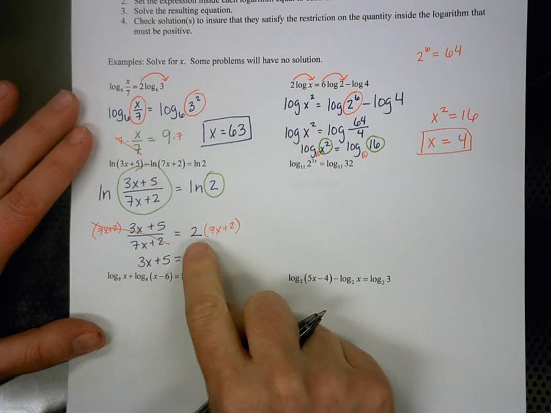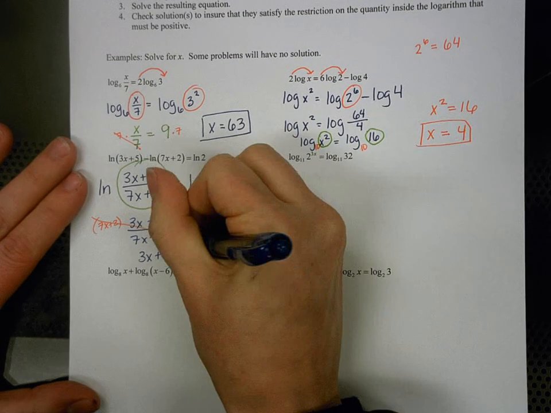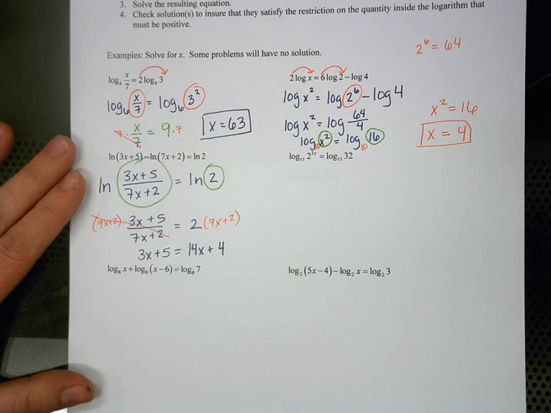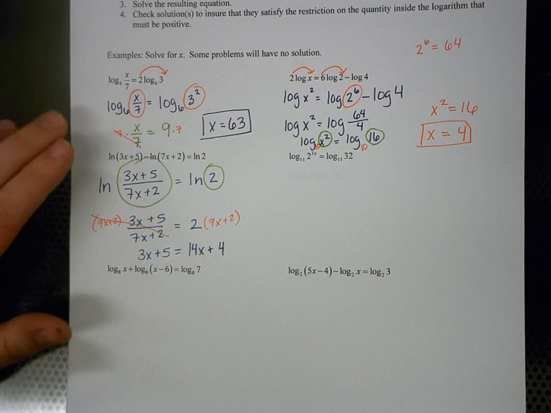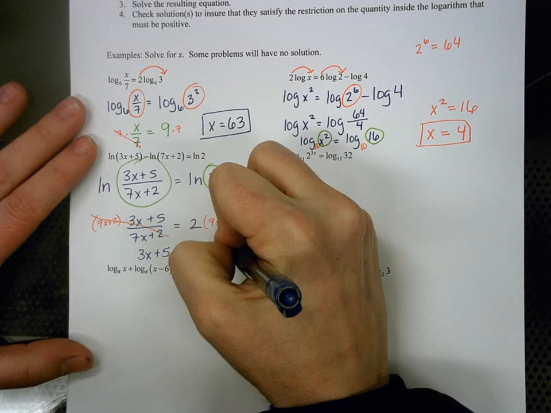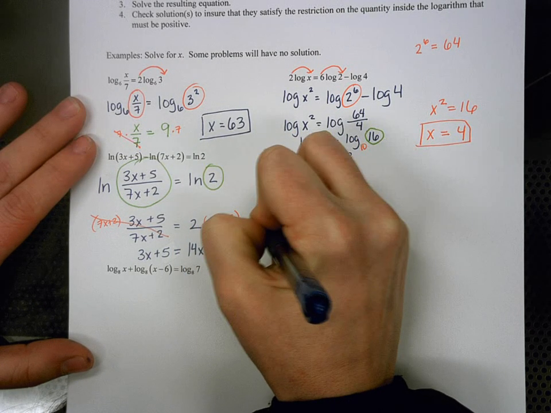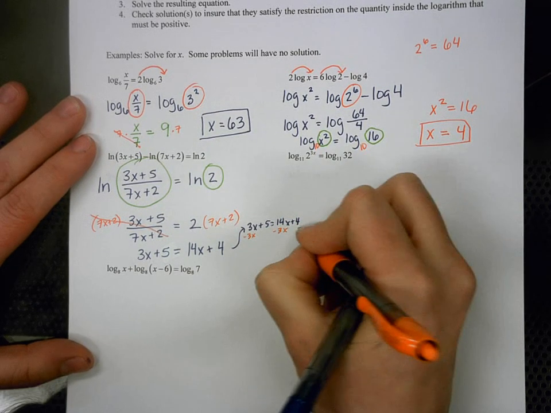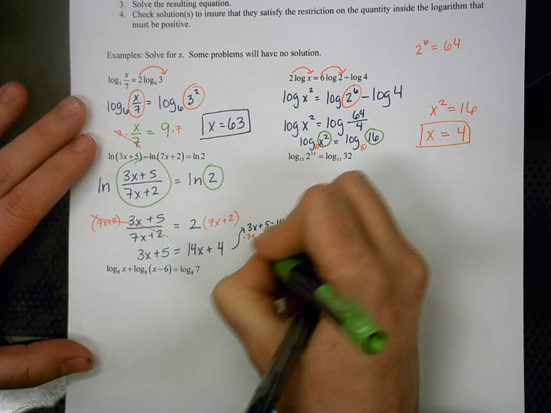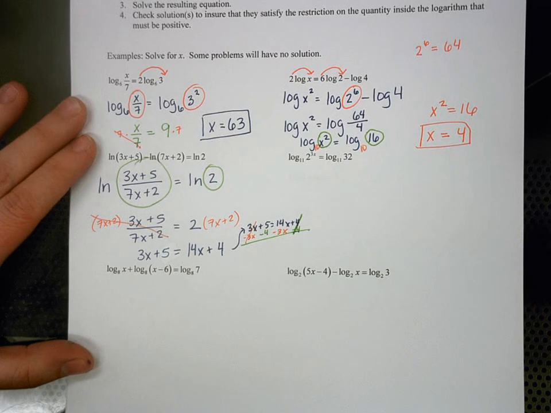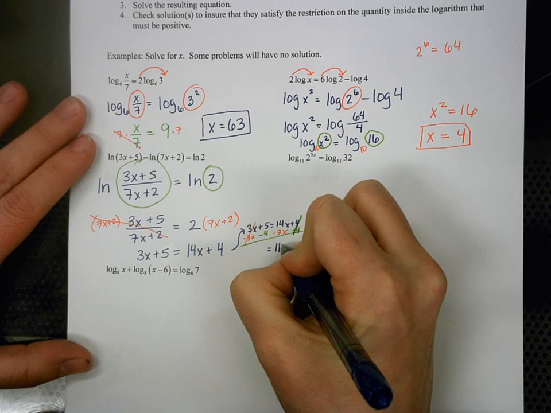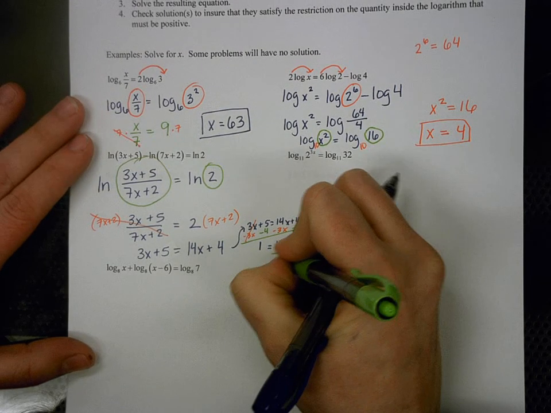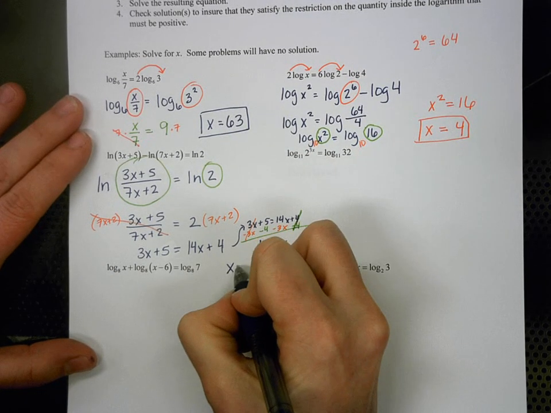3x plus 5 equals 2 times (7x plus 2), which is 14x. 2 times 7x is 14x. 2 times 2 is 4. And then you're going to solve this. So 3x plus 5 equals 14x plus 4. You're going to subtract the 3x and subtract the 4 to the other side. 14x minus 3x is 11x. 5 minus 4 is 1. So then we're going to divide by 11, so that we get x equals 1/11.